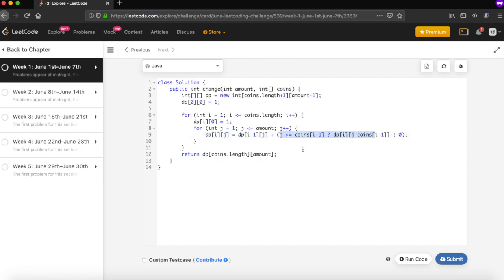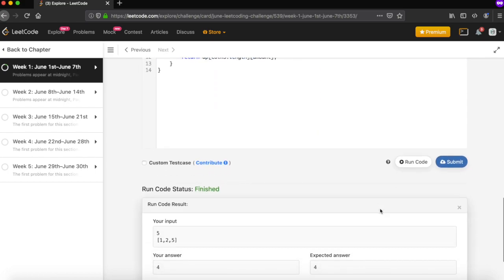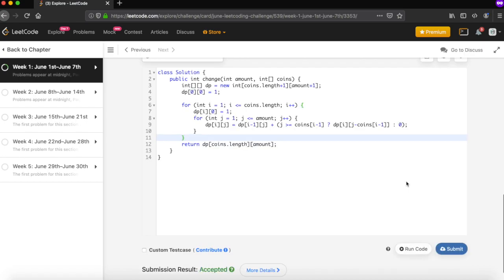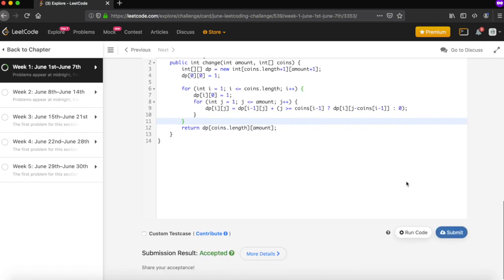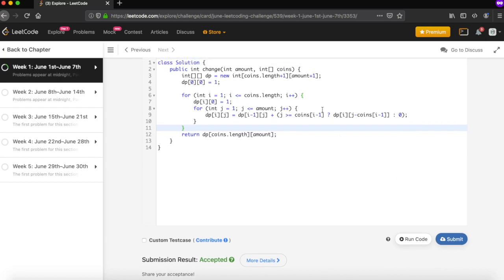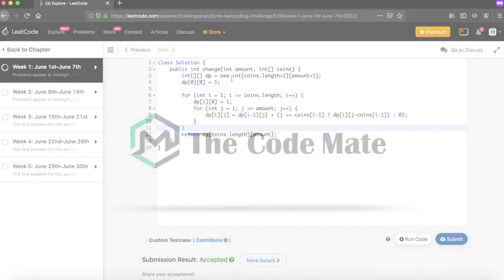Finally we will return the result from the last corner data. Now let's run this code. It got submitted. Now let's submit it. Yeah, it got submitted. The time complexity of this problem, as we are looping 2 times, is going to be your amount times your total number of denominations, and space also we are utilizing that only.